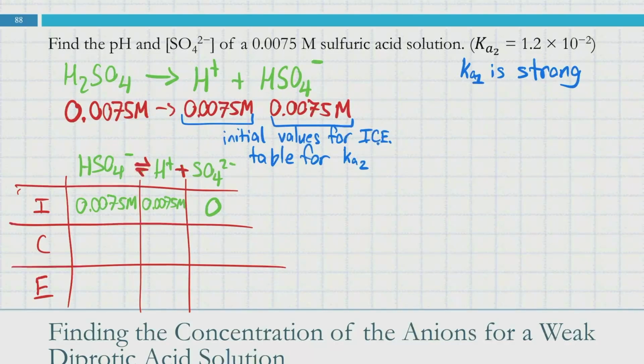So like with our previous ICE tables with acids, we've got none of one of our products, so only the forward direction can proceed. So we're going to have minus X for our weak acid and plus X for both of our products for our change values. And then for our equilibrium values, we're just combining our initial concentrations and our changes.